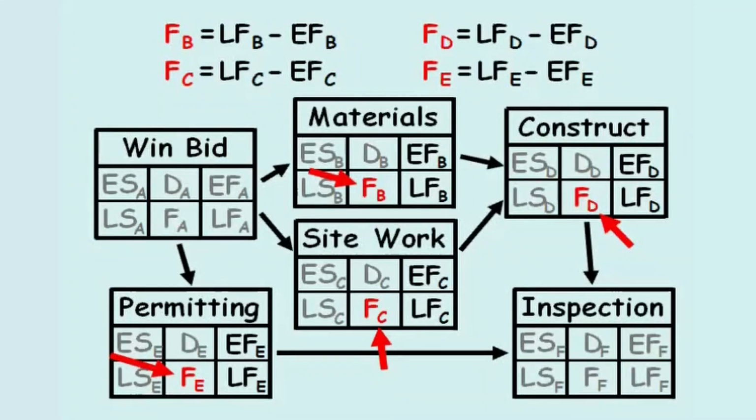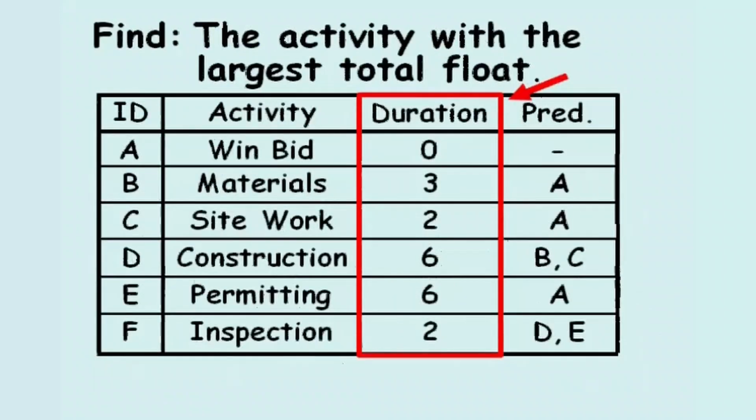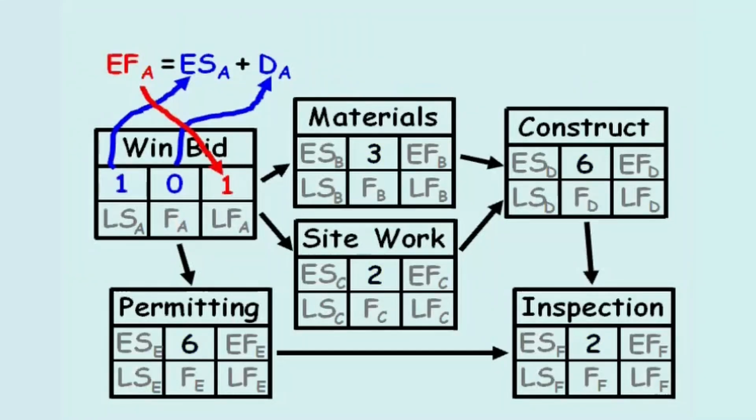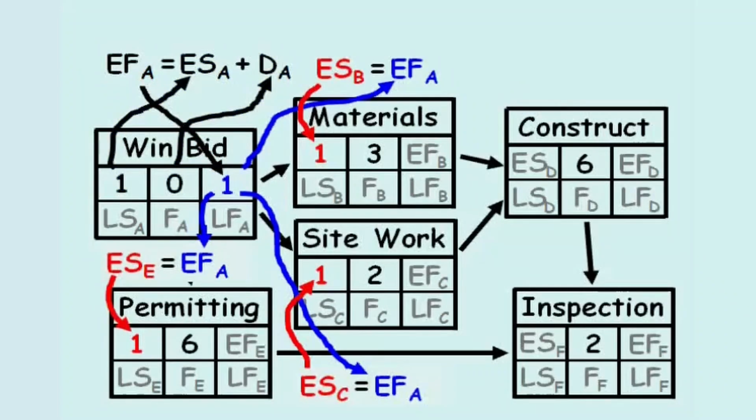From the given activity table, we'll copy over the time durations into the network diagram, and we'll also set the early start of activity A equal to 1. Therefore, the early finish of activity A also equals 1. This means the early start of activities B, C, and E equal 1 as well, because activity A, winning the bid, is the only predecessor of these three activities.